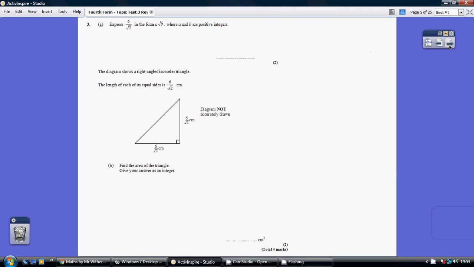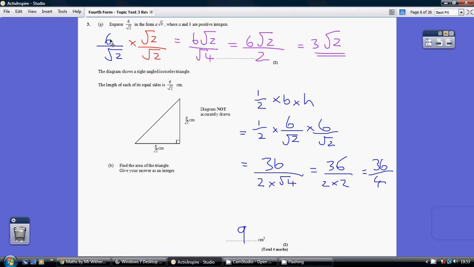Question 3. Well, part A is just like question 2 before. If we want to rationalise one of these, how do we get rid of having a square root on the bottom? If it's a single term, we just choose to multiply top and bottom by the same single term. So we're going to multiply top and bottom by root 2. 6 times root 2 is 6 lots of root 2. Root 2 times root 2 is the square root of 4, which is 2. So we have 6 root 2 over 2, 6 divided by 2 is 3, so that's 3 lots of root 2.